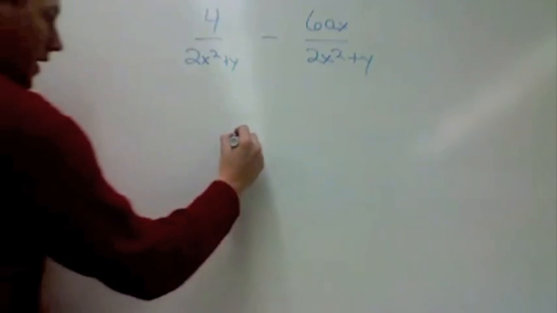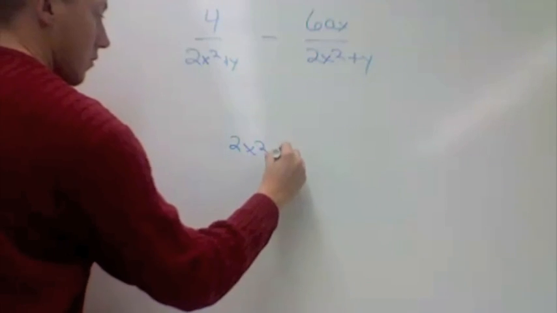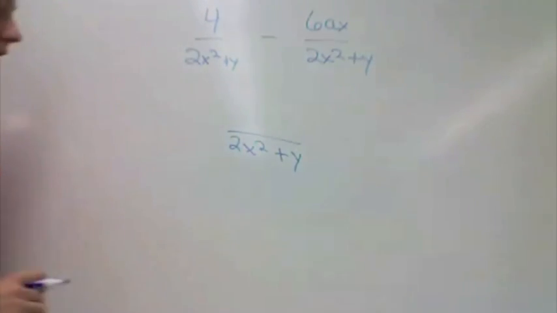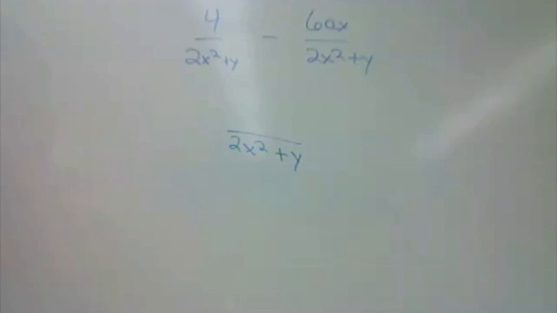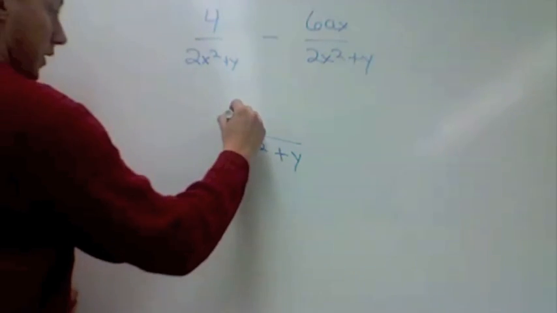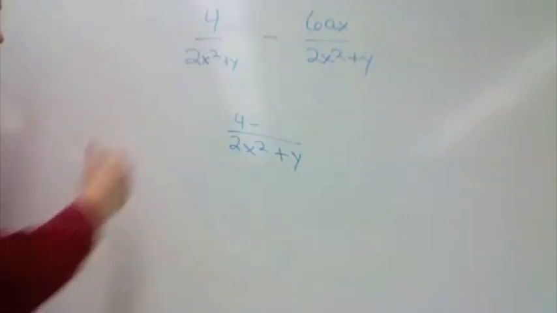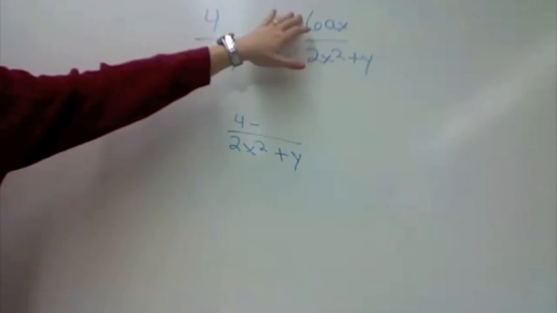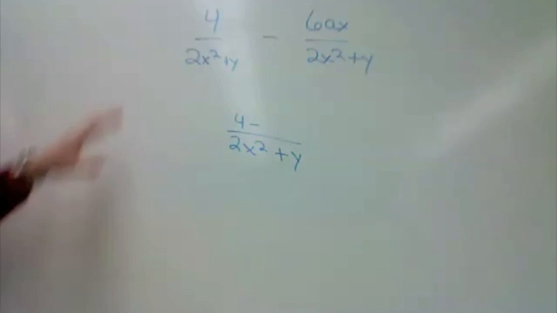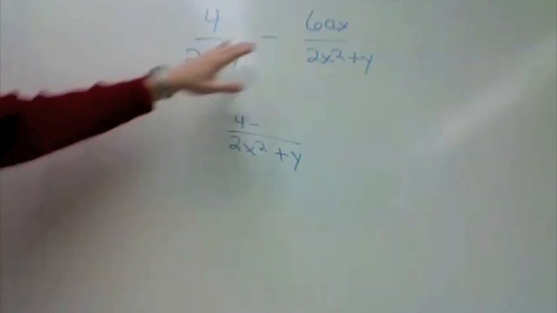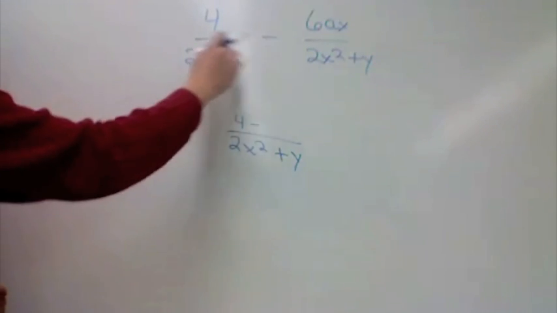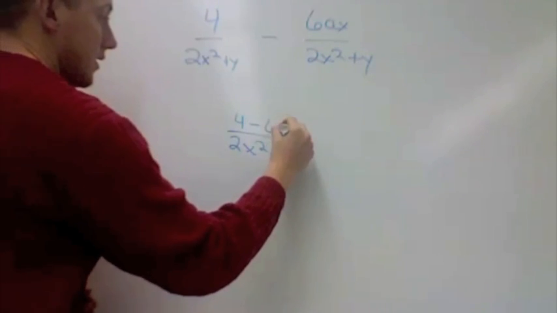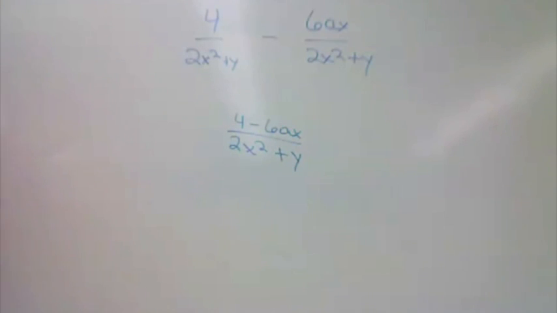So we're automatically going to bring 2x squared plus y down, and that's our denominator. All we need to do now is take 4 minus 6ax, because these are two different terms. 4 is by itself and 6ax is its own term. When we talked about adding like terms, you have to have each term. So we're just going to subtract them because that's our sign. So 4 minus 6ax, and that's our answer: 4 minus 6ax over 2x squared plus y.